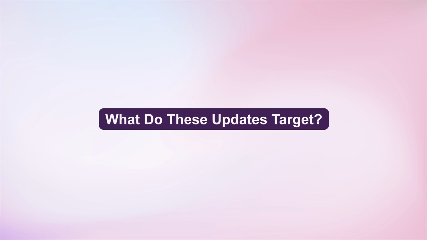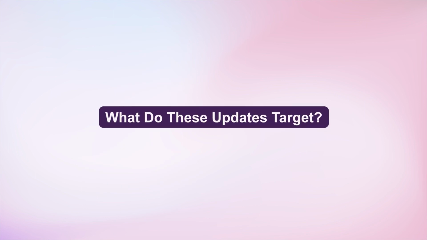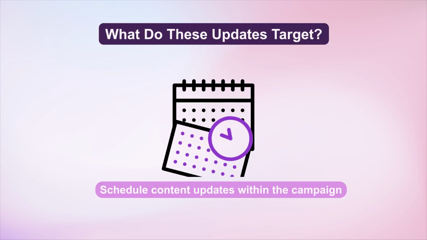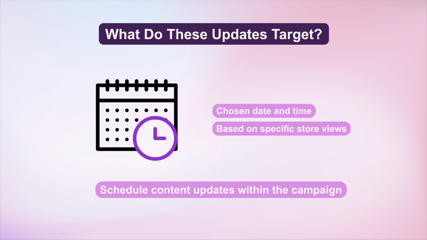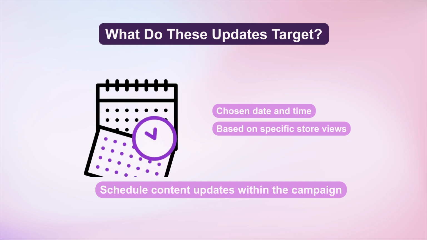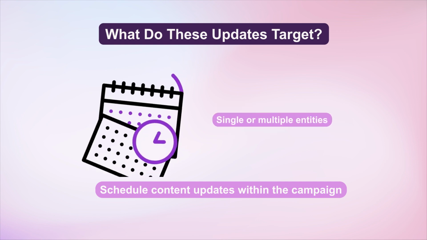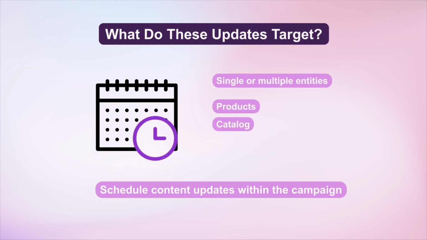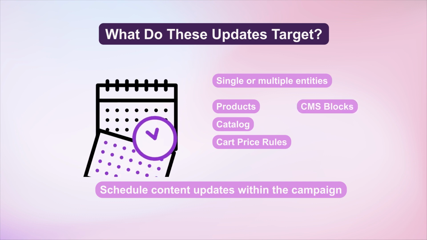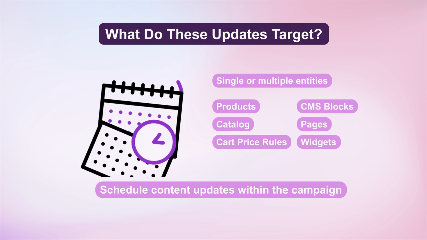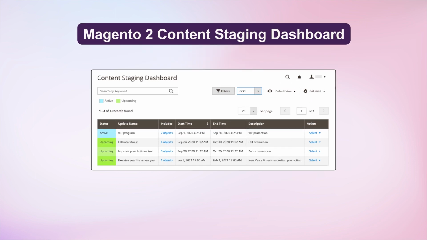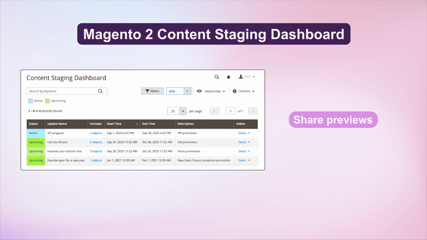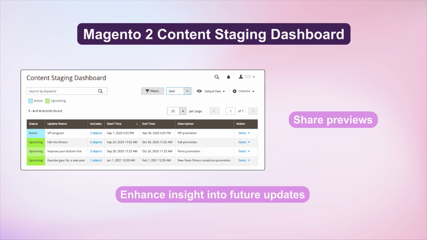What do these updates target? Well, you get to decide. Set up changes within a campaign, at your chosen date and time, or even based on specific store views. Content staging stretches across single or multiple entities, such as products, catalog, cart price rules, CMS blocks, pages, widgets, etc. The Content Staging dashboard shows all planned site changes. Here, you can also share previews, enhancing your team's insight into future updates.